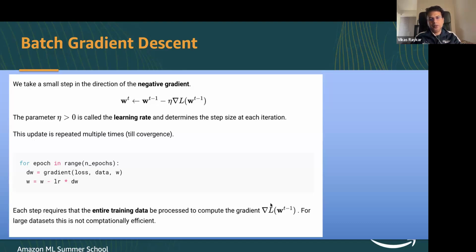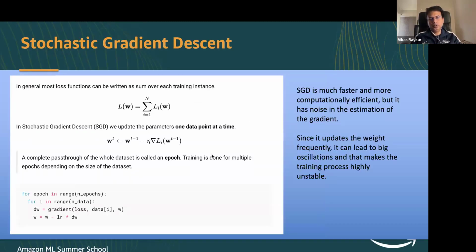While this works, for very large data sets, and most of the time our data sets are huge, computing the gradient over the whole data set is not computationally feasible. This motivates the most popular algorithm, called stochastic gradient descent.